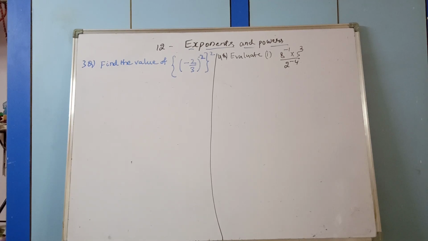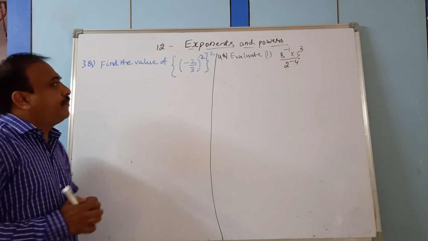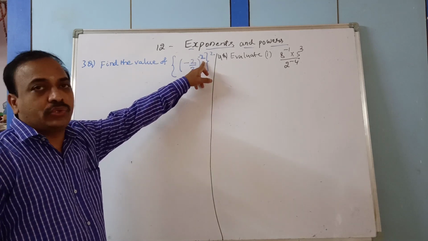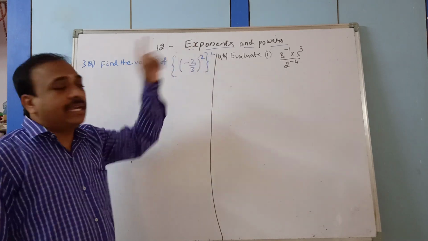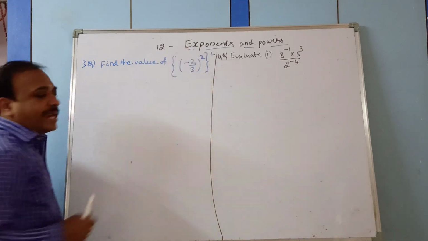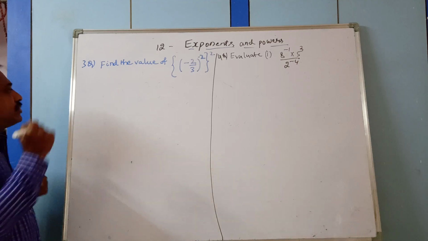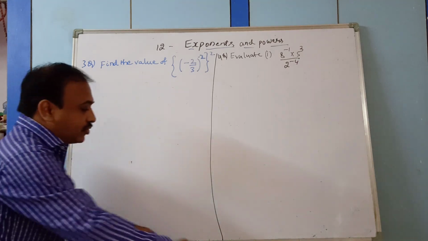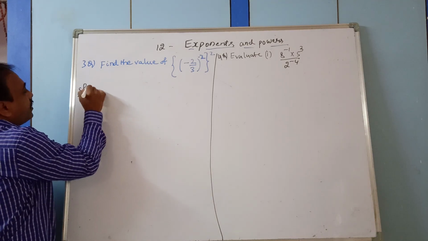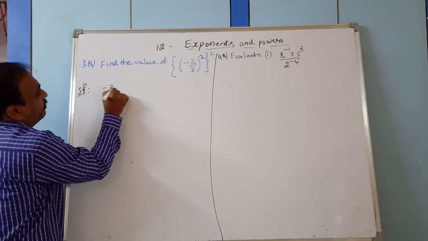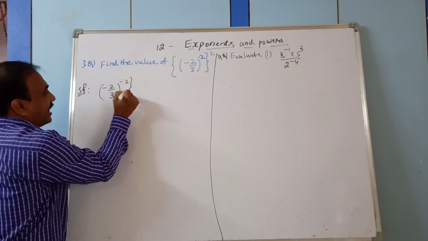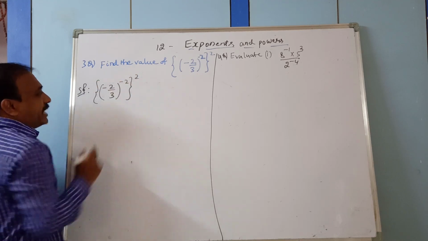Now we see question number 3. Find the value of (minus 2 by 3) whole to the power minus 2, again whole to the power 2. There are two brackets. This is one bracket, and the outside one we call a flower bracket. When you solve such a question, first simplify inside the bracket. Actually (minus 2 by 3) whole to the power minus 2 is given, again in a flower bracket whole to the power 2.